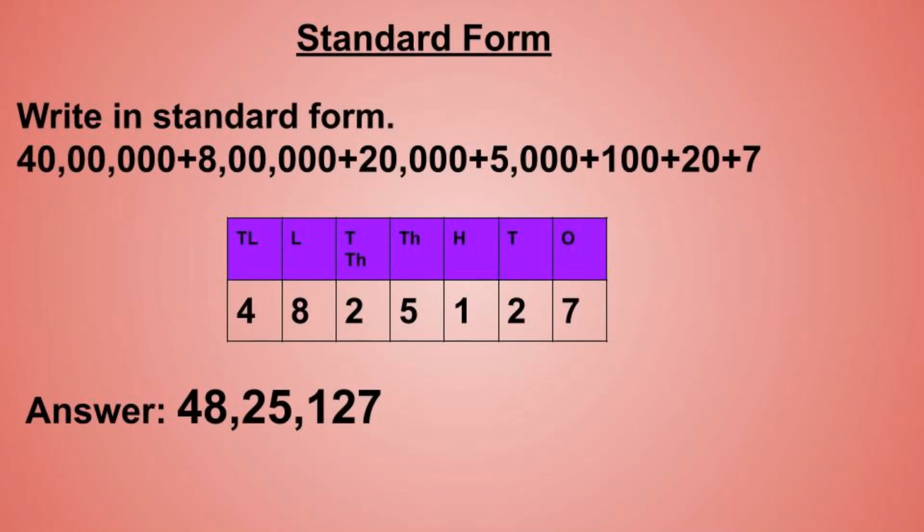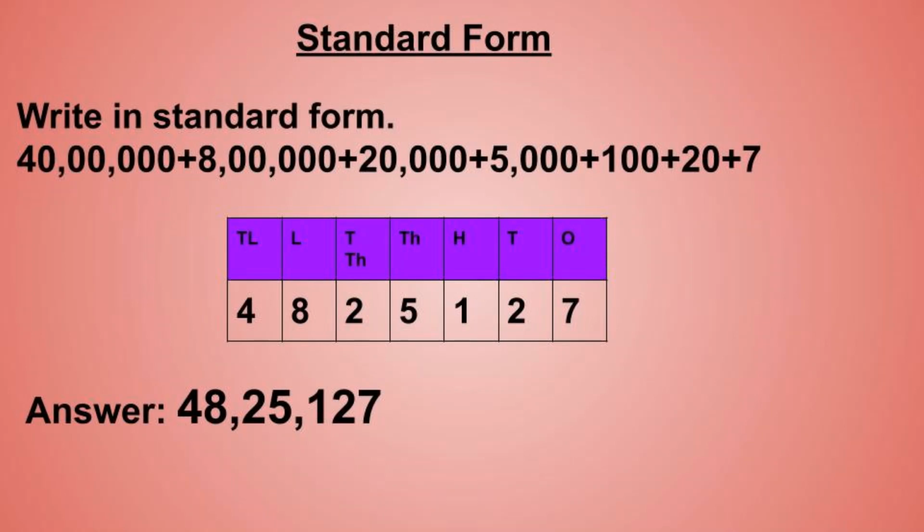Standard form. The reverse form of writing expanded form into number is standard form. Let's see the example. The question is, write in standard form 40 lakh plus 8 lakh plus 20,000 plus 5,000 plus 100 plus 20 plus 7. Let's see the answer. First 40 lakh is given.